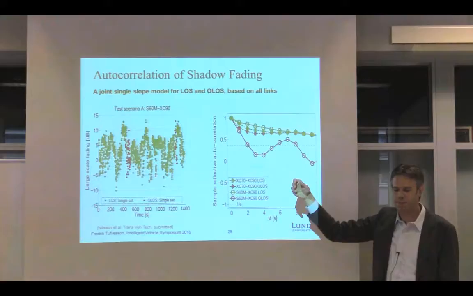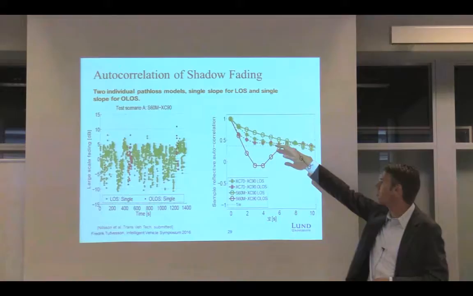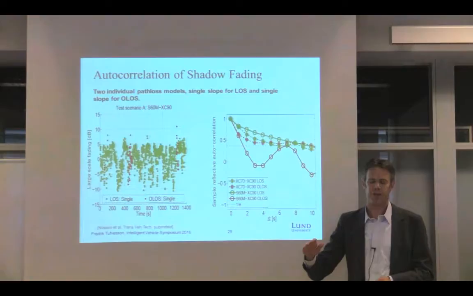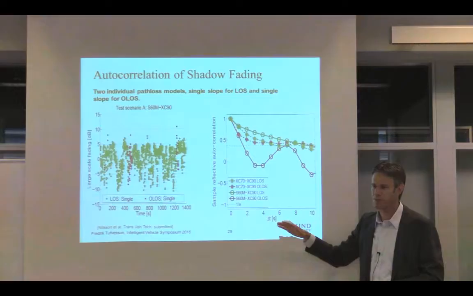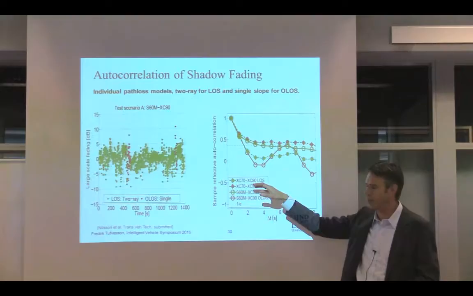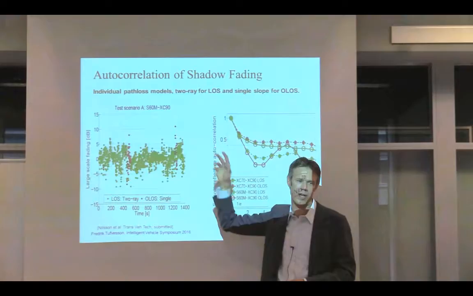Now, if we distinguish between line of sight and non-line of sight, so that we have that in the model, what you see is that the autocorrelation time actually goes down. What we do here is that we have one path loss model for all the obstructed line of sight and one for all the non-line of sight users. And if we take this one step further and we take the two-ray model for line of sight and a single slope obstructed line of sight model, individual links, then you see that now the time correlation has gone down because we are capturing those correlation effects with the fact that we distinguish between and that we have a good model for the obstructed line of sight.